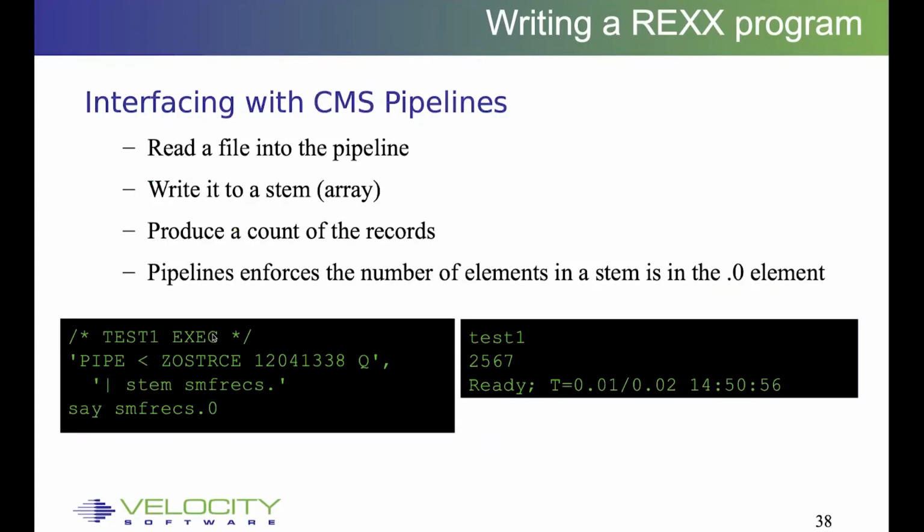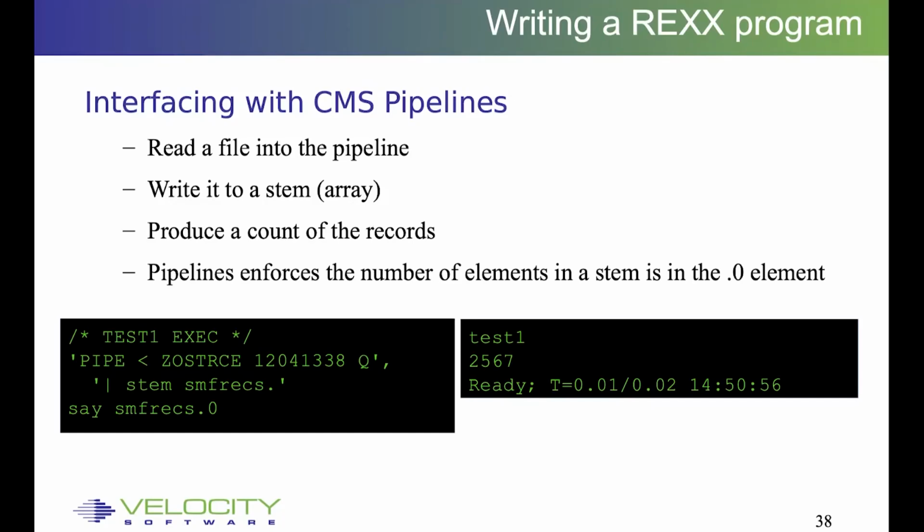Okay. Next, we're going to talk about how we can interface with CMS pipelines. In this example, we're going to read a file into a pipeline, write it to a stem in an array, right? Produce a count of the records. Pipelines enforces that the number of elements in the stem is in the .0 element. That's kind of an unwritten convention.